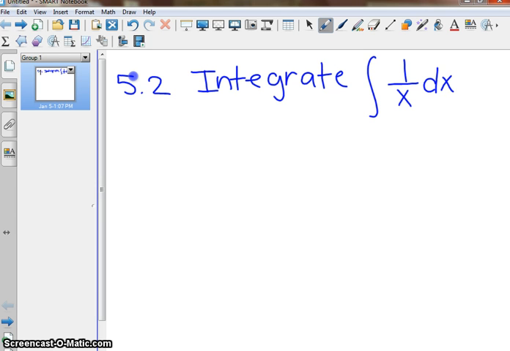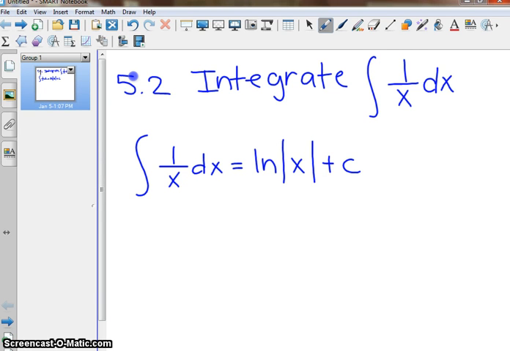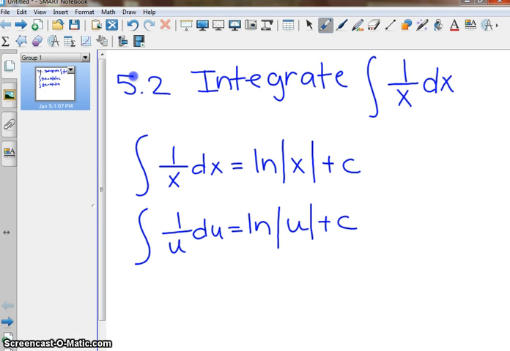So I'm going to start by giving you a couple of formulas and then show you some examples of worked out problems. The integral of 1 over x dx is equal to the natural log of the absolute value of x plus c. And we know this works because the derivative of natural log of x is u prime, or your dx, over x. The absolute value is there because you cannot take the natural log of a negative number. So if it's the integral of 1 over u du, that will equal the natural log of the absolute value of u plus c.